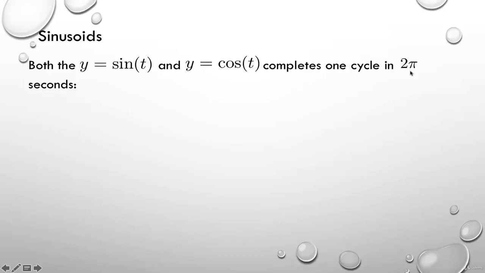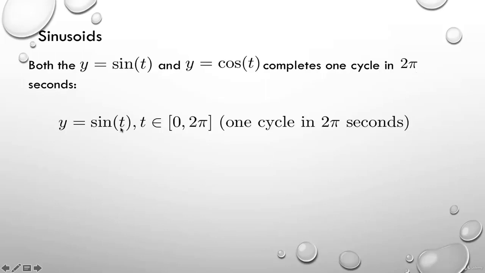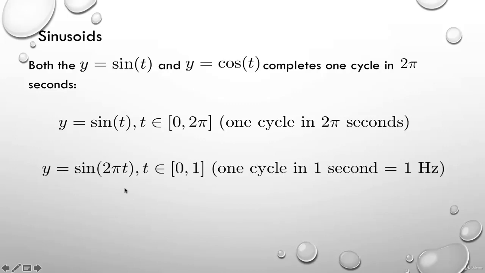And so it's actually easier to factor out this 2 pi. So again, this is the sine function, for example. In this form, it completes 1 cycle in 2 pi seconds. But if I take out the 2 pi and put it here, then this function actually completes 1 cycle in 1 second. So in the interval 0 to 1, it will go through 0 to 2 pi. Therefore, this is 1 cycle per second. So this is a 1 hertz sine wave.